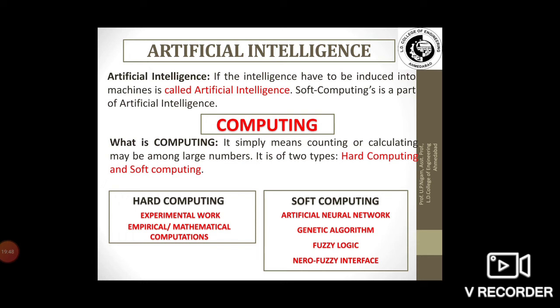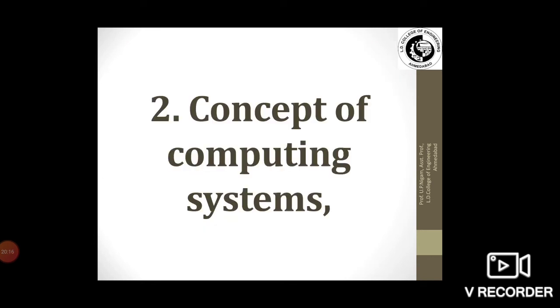All right, so artificial intelligence is a very broad area. It has a very wide spectrum, but we will study only the soft computing part, meaning the data analysis part. Computing, we already know, we have discussed, is counting or calculating, maybe large numbers. Hard computing and soft computing are there. Experimental work, empirical computations are there. Soft computing, the different types of soft computing we will study.